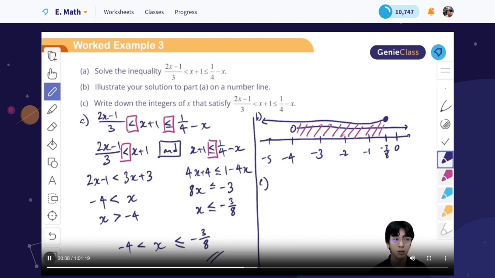Okay, so can you tell me right now, what are the integer values of x that satisfy this inequality? What is an integer value?